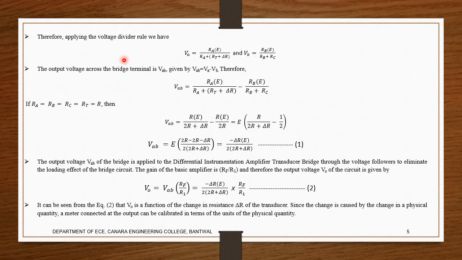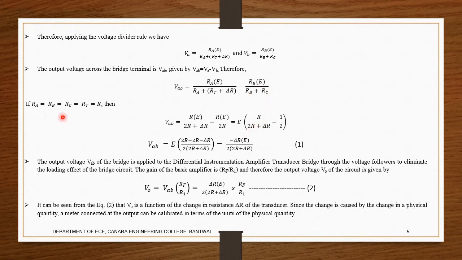Now when it is unbalanced, VA equals RA E divided by RA plus RT plus delta R. So at that time RT is varied by how much? RT plus delta R, and VB remains the same, that is RB into E divided by RB plus RC. So VAB, that is VA minus VB, we substitute these values: RA E divided by RA plus RT plus delta R, minus RB into E divided by RB plus RC.